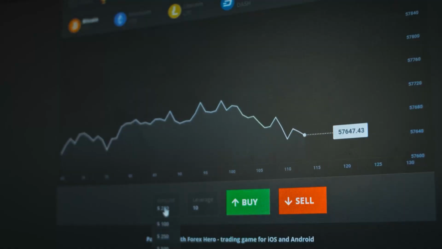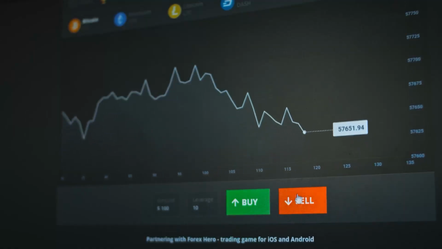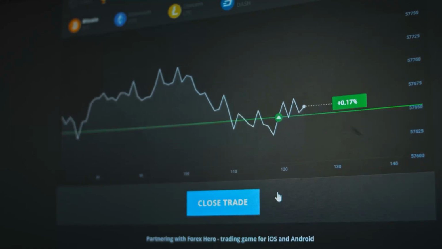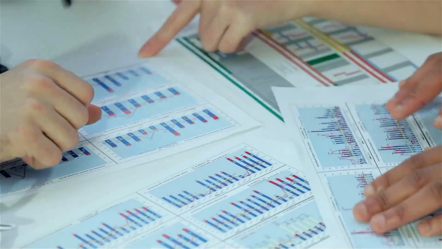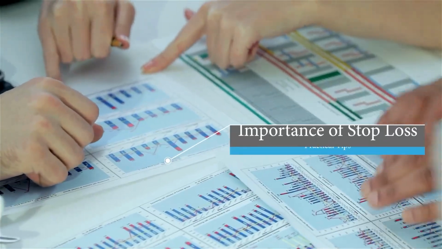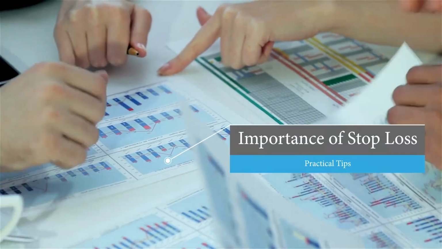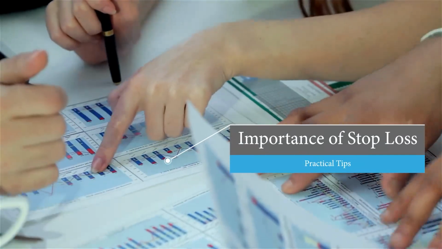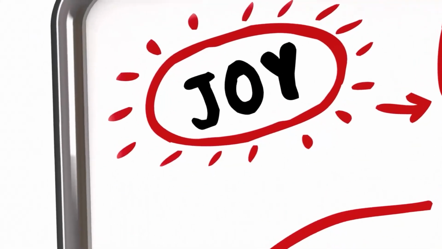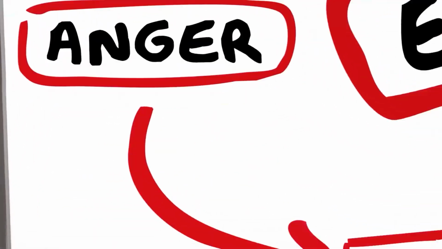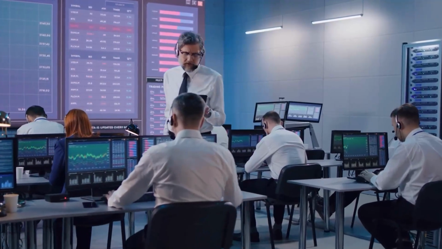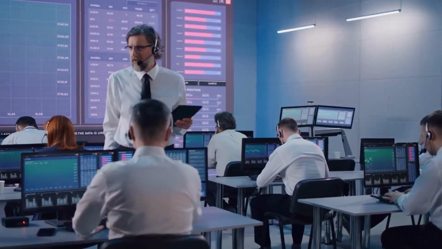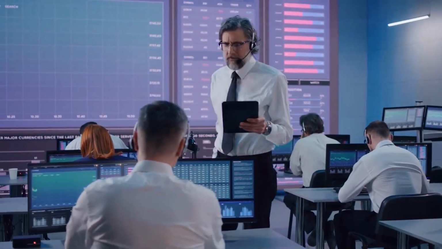Many traders fail to use stop losses effectively, which can result in significant losses and even account blowouts. In this chapter, we will discuss the importance of setting effective stop losses and provide you with some practical tips on how to use them in your trading strategy. First off, it's important to understand that stop losses should not be arbitrary or based on emotions. Instead, they should be based on sound technical analysis and a clear understanding of the market conditions.